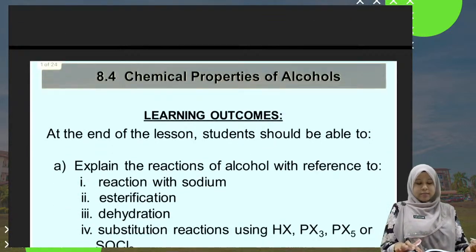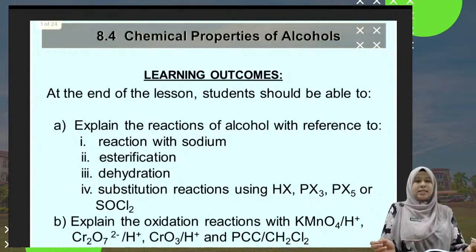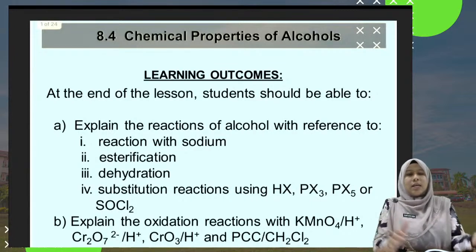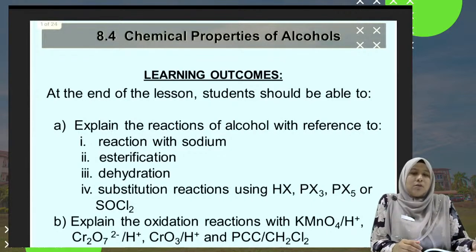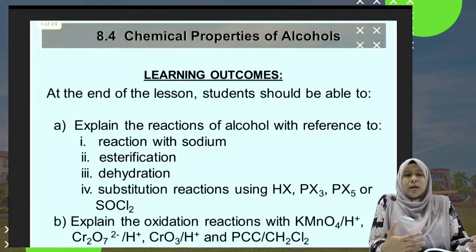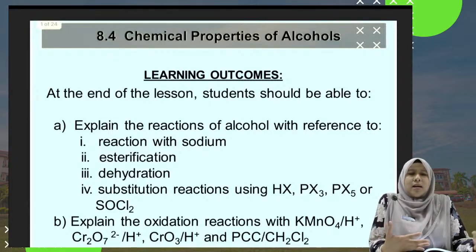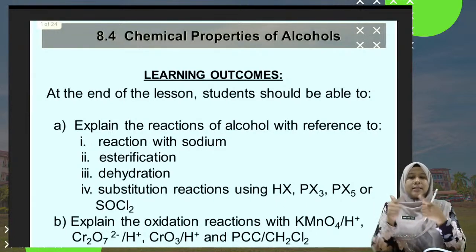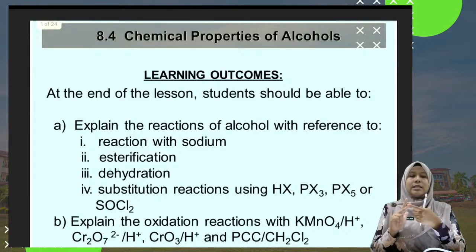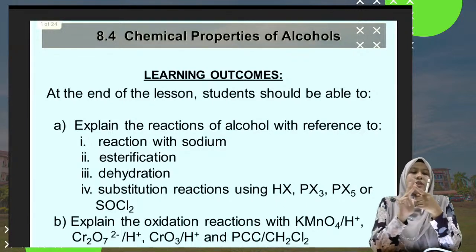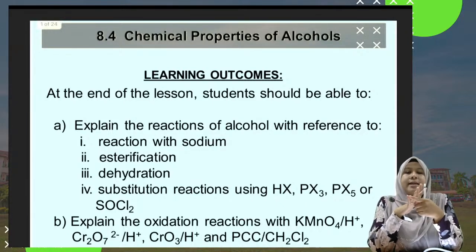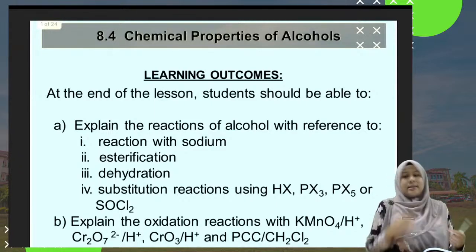Okay, seterusnya kita masuk kepada chemical properties of alcohol. This is the learning outcome for chemical properties of alcohol, 8.4. So I hope that after we discuss 8.4, all students can explain the reaction of alcohol with sodium, esterification, dehydration, substitution reaction, and also explain the oxidation reaction by using strong and mild oxidizing agent.